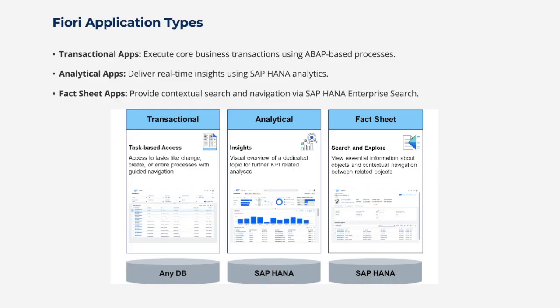Analytical apps. These deliver real-time insights and visual overviews of KPI-related analysis. Fact sheet apps. These are used to search and explore essential information about business objects and navigate contextually between them. Please note that because of the processing power required, both analytical and fact sheet apps must run on SAP HANA.